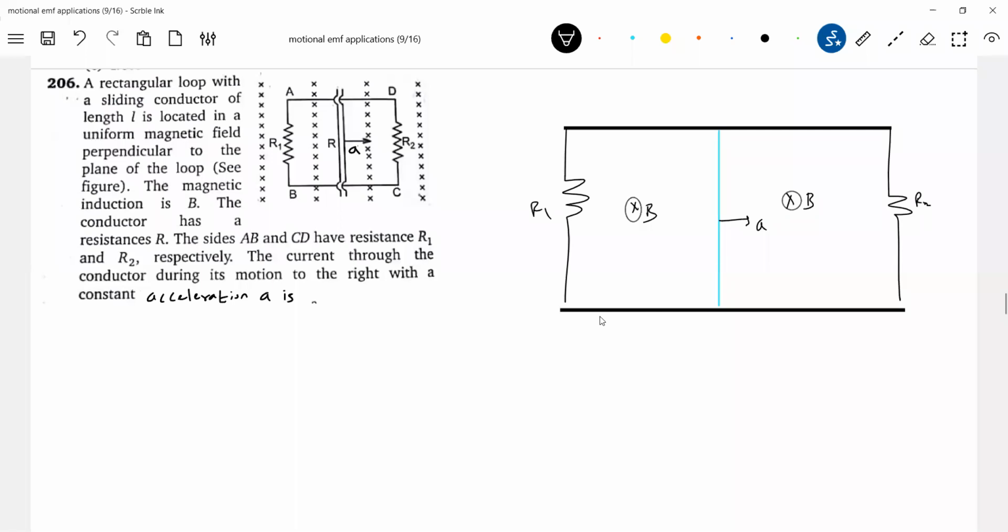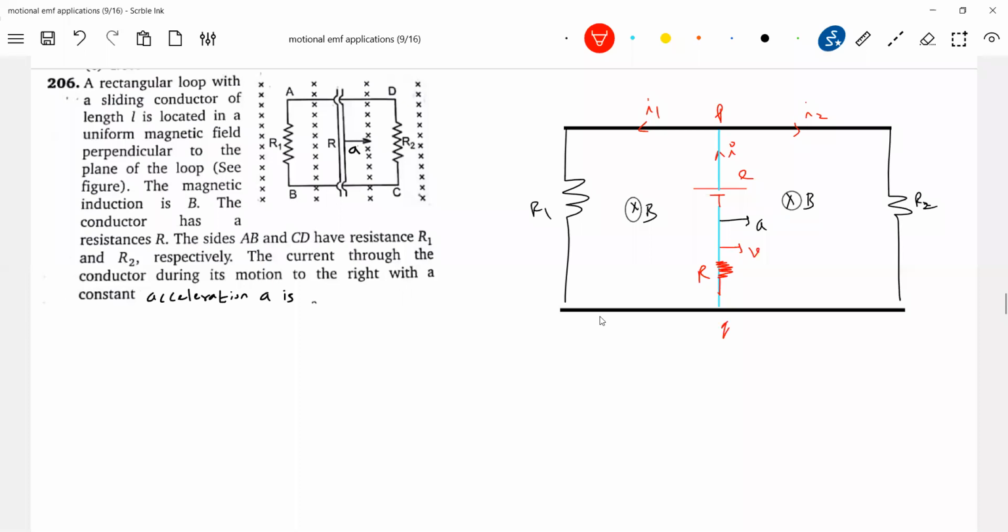Just now we have discussed the current: how the current here will be I1, this will be I2, the resultant current will be I. And this moving rod we can replace with a cell. The rod is moved with a constant acceleration. He's asking for the expression for current I. And there is a resistance of the rod also, so I'll bring it here. The rod PQ is also having resistance.